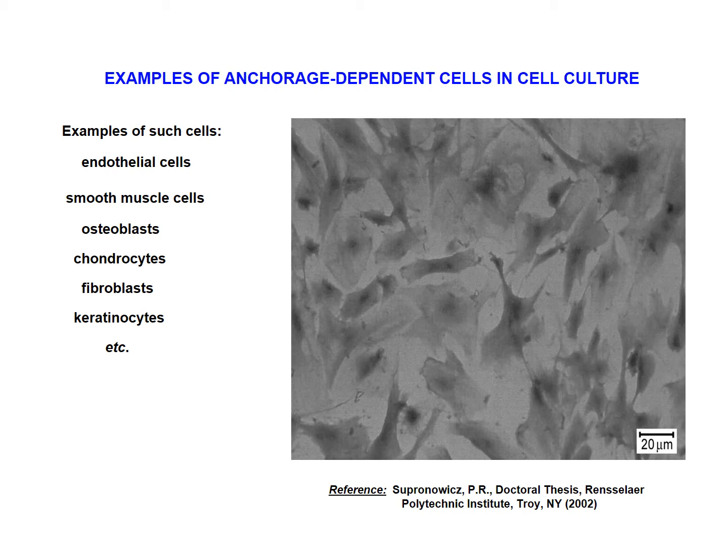Examples of anchorage-dependent cells include endothelial cells, smooth muscle cells, osteoblasts, chondrocytes, fibroblasts, keratinocytes. You can see now a list of cells from many tissues. Endothelial cells from the vascular tissue, including, of course, smooth muscle cells, osteoblasts from bone, chondrocytes from cartilage, fibroblasts ubiquitous from many tissues, keratinocytes from skin, etc.